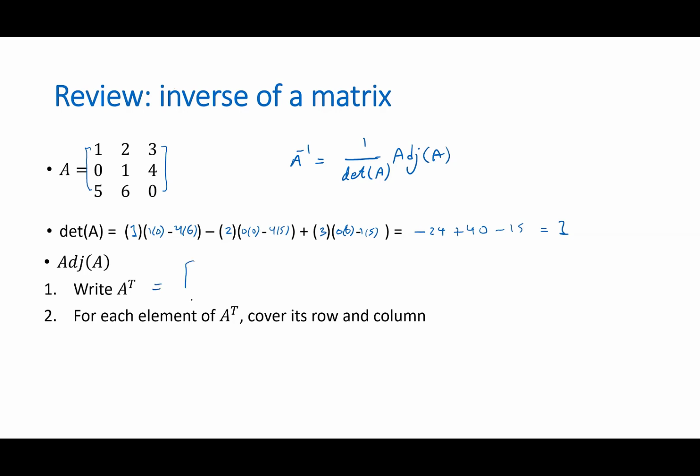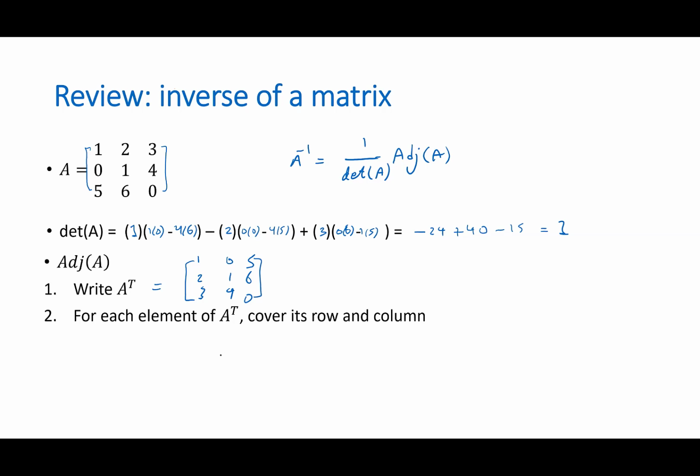Adjoint of A. So the first column is the first row, 1, 2, 3. Second column is the second row, 0, 1, 4. Third column is the third row, 5, 6, 0. Now, looking at the transpose, for each element of this new matrix that I wrote, rows and columns are changed. I use rows as columns, basically.